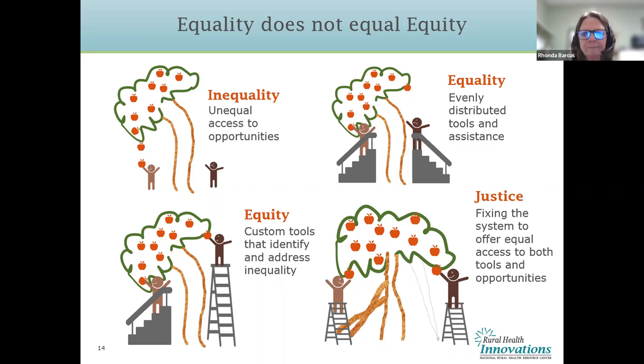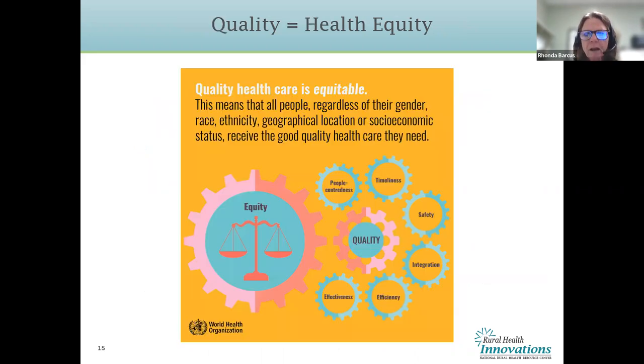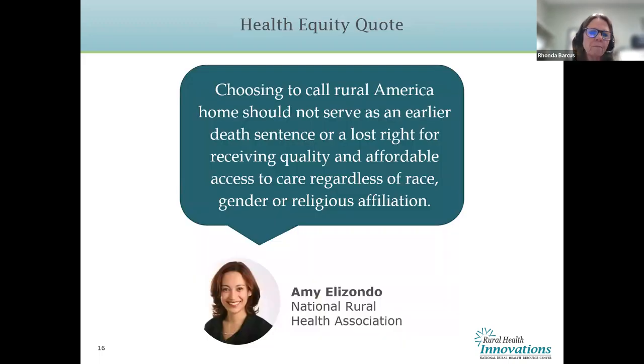Deb, the next slide, please. I just have a couple more. So again, the reminder, quality healthcare is equitable. So this means that everybody has the opportunity to the resources they need in order to have good health. And then the last slide, Deb, for me, also from our summit, Amy Elizondo, who is from the National Rural Health Association: choosing to call rural America home should not serve as an earlier death sentence or a lost right for receiving quality and affordable access to care, regardless of race, gender, or religious affiliation.